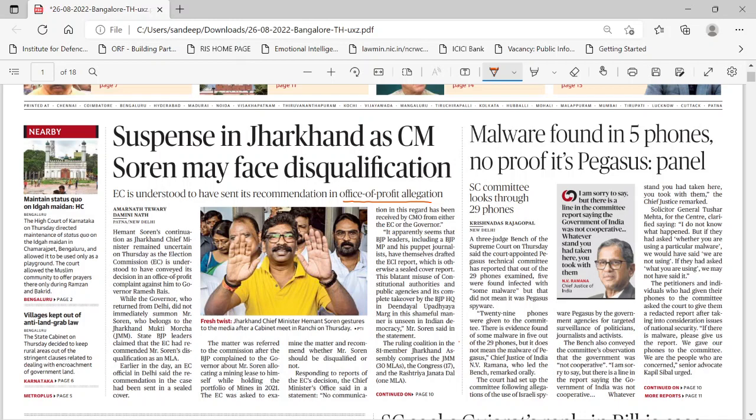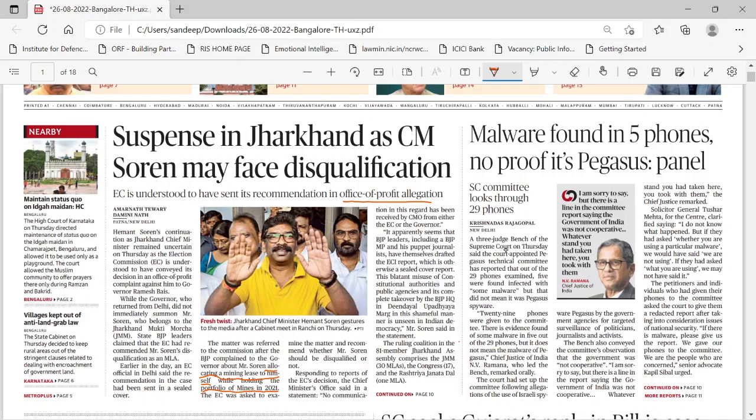Like for example, I am an MP and I have businesses, and these businesses keep on getting permissions from the government. So all such things may come under office of profit. Now Shibu Soren in Jharkhand, actually he has allocated a mining lease to himself while holding the portfolio of 2021. So I hope you understand the meaning.